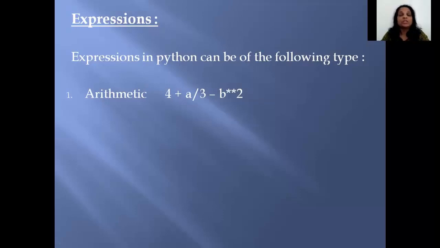So expressions are nothing but a statement which has operators. What are the operators that you see here? The plus sign, the division sign, the minus sign, and the exponent sign. So it consists of operators, it consists of variables, which are A and B, and it can consist of literals, which are 4, 3, and 2. But because this talks about only arithmetical operators, it's called an arithmetic expression.